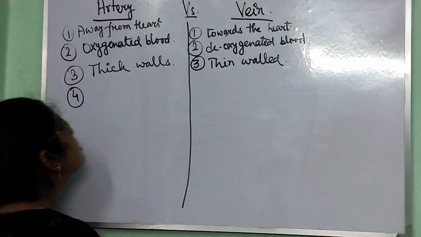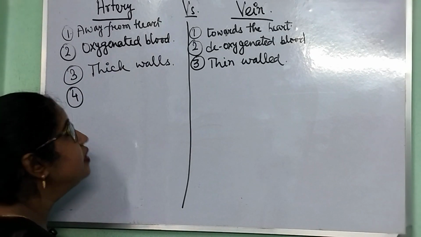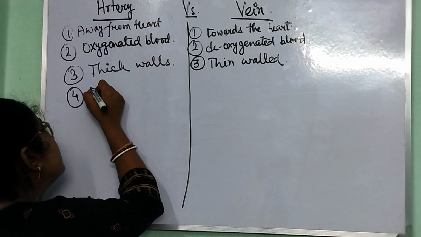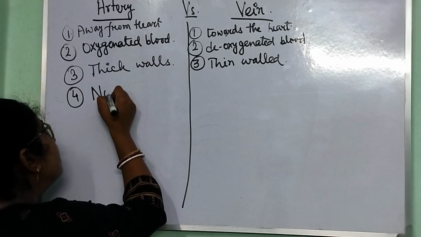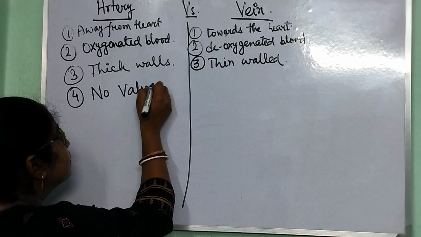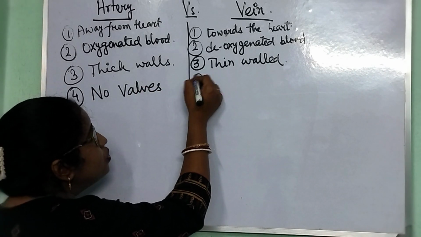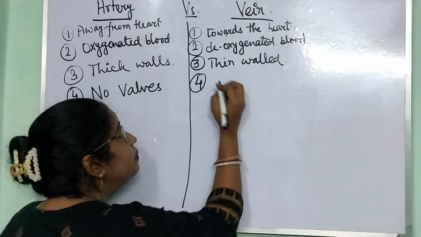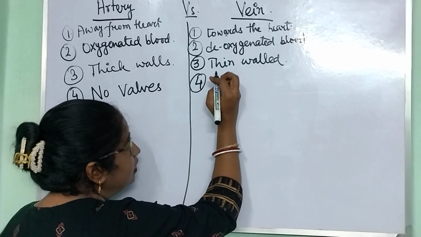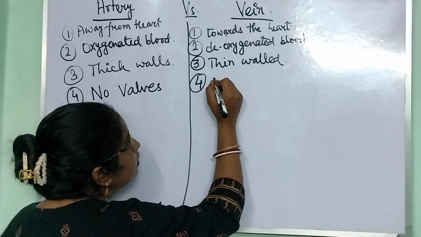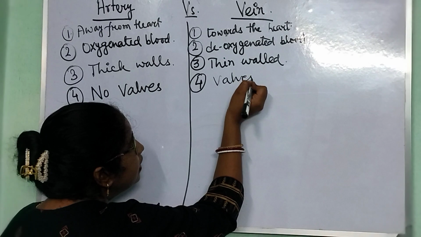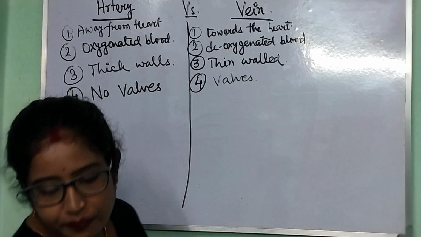Fourth difference is the artery. In arteries, they have no valves in it. But to prevent the backflow of blood, veins contain valves in its structure.